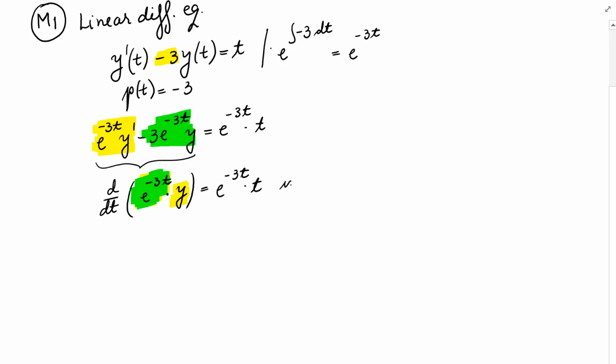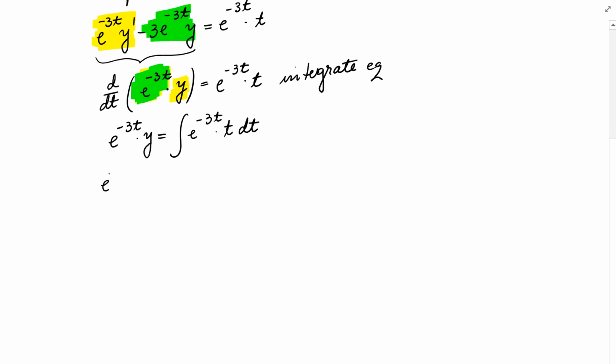So then we integrate both sides of the equation. We get e to negative 3t times y equals the integral of e to negative 3t times t dt. And I would advise you to pause this video and solve the integral on the right side by integration by parts.